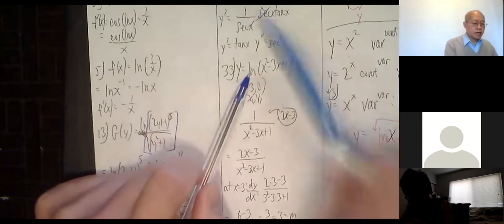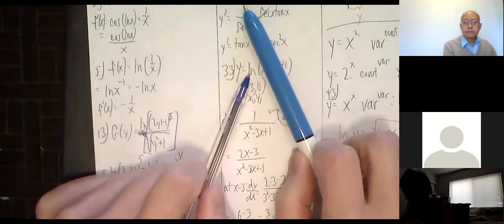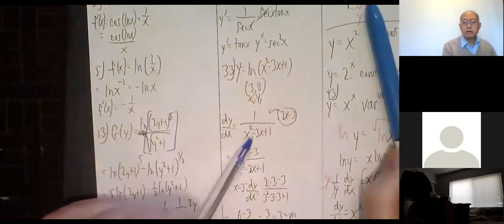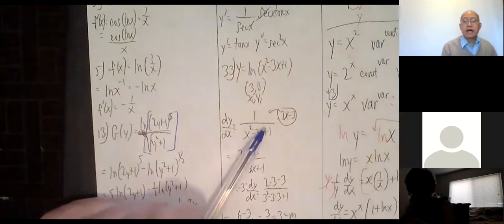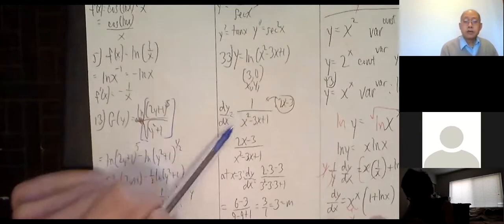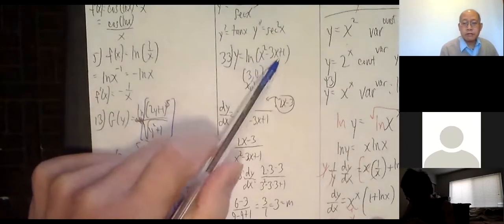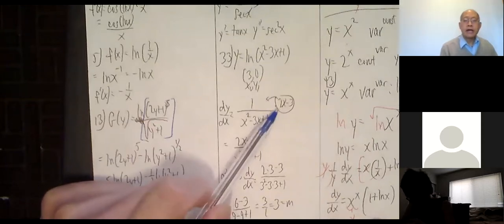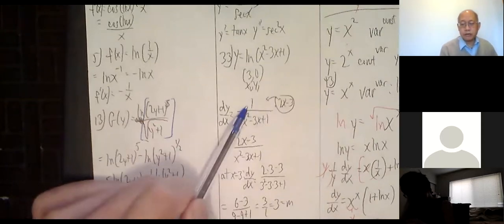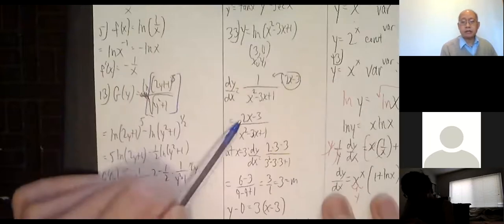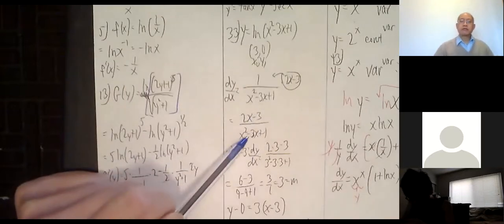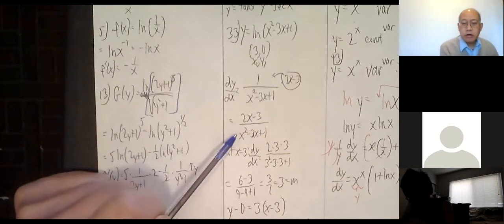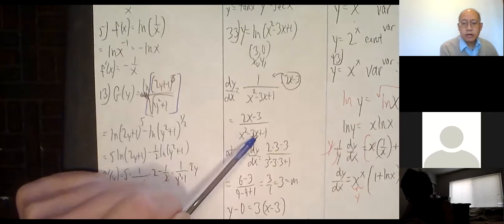So what's the derivative of ln of whatever? Well, 1 over whatever times the derivative of whatever. So what's the derivative of x squared minus 3x plus 1? 2x minus 3. And then, of course, you just slide the 2x minus 3 over with the 1. 1 times that is just 2x minus 3. So here's my dy/dx. Here's my derivative: 2x minus 3 over x squared minus 3x plus 1.